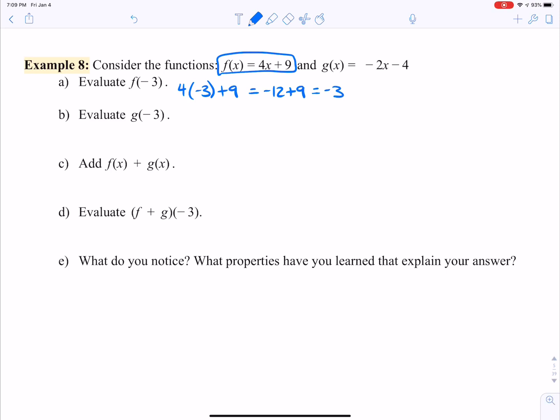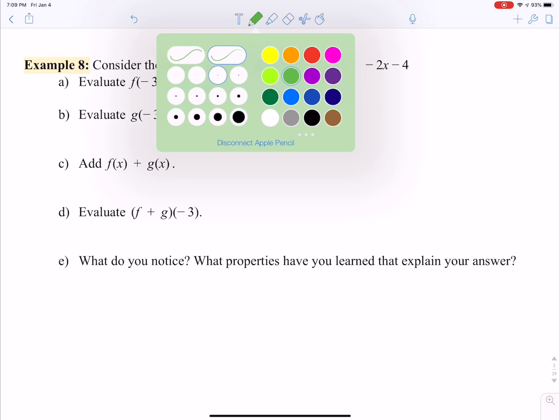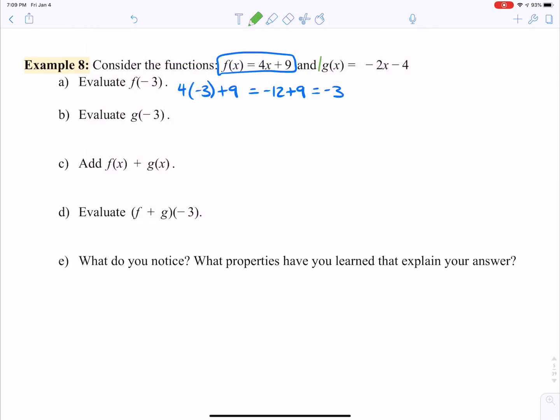And then part B says find g of negative 3. So let's do that. We go over here to g of x and we plug in negative 3. So we're going to say negative 2 times negative 3 minus 4, which gives us 6 minus 4, which equals 2.